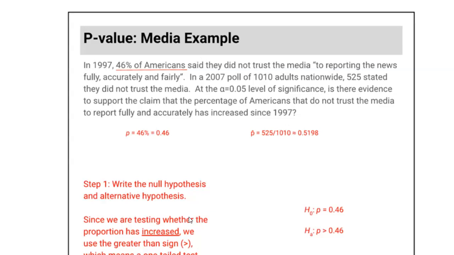In this example, 46% of Americans said they don't trust the media to report fully, accurately, and fairly. Well, keep in mind that we're talking about a proportion. 525 people stated they didn't trust the media out of 1,010 adults. So this divided by this is going to be our p hat. And this 46%, that's going to be our p, our population parameter.